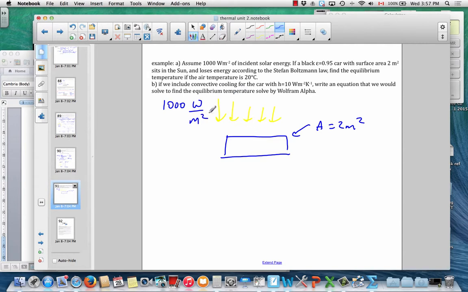Now the car is going to be absorbing energy from the sun, and it's going to be radiating energy according to the Stefan-Boltzmann Law. So the solar input, as we said, will be the intensity times the area times the fraction that's absorbed. So there's 1,000 watts per square meter, there's 2 square meters, and then there's a fraction 0.95 that's actually absorbed.